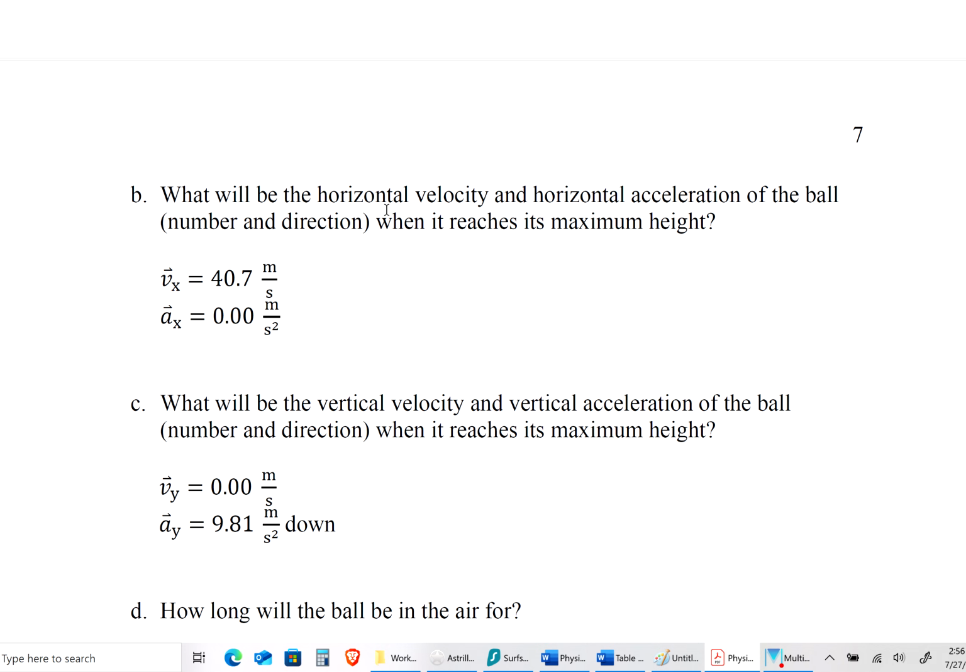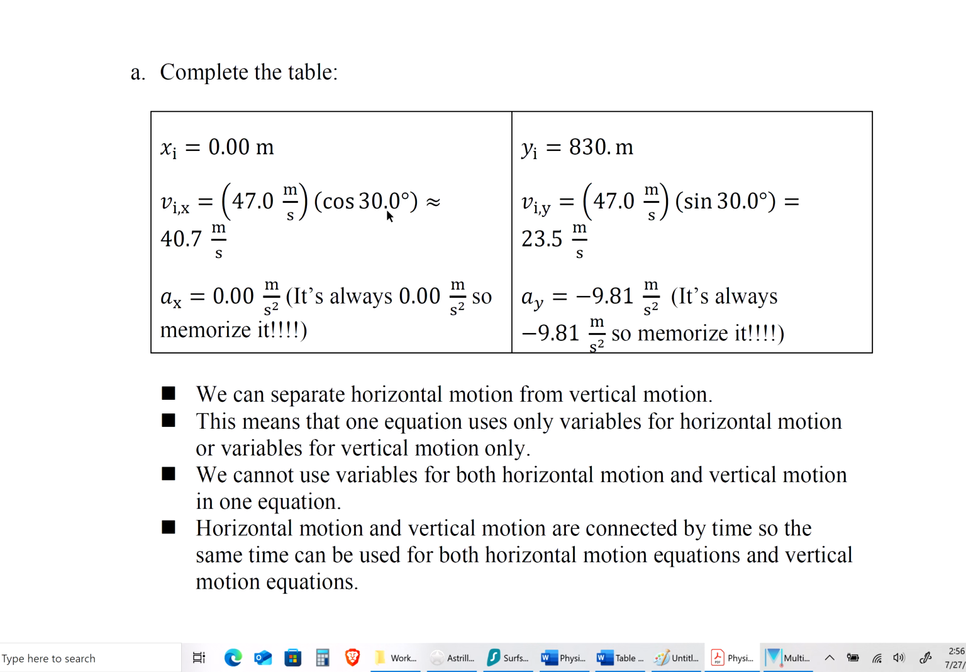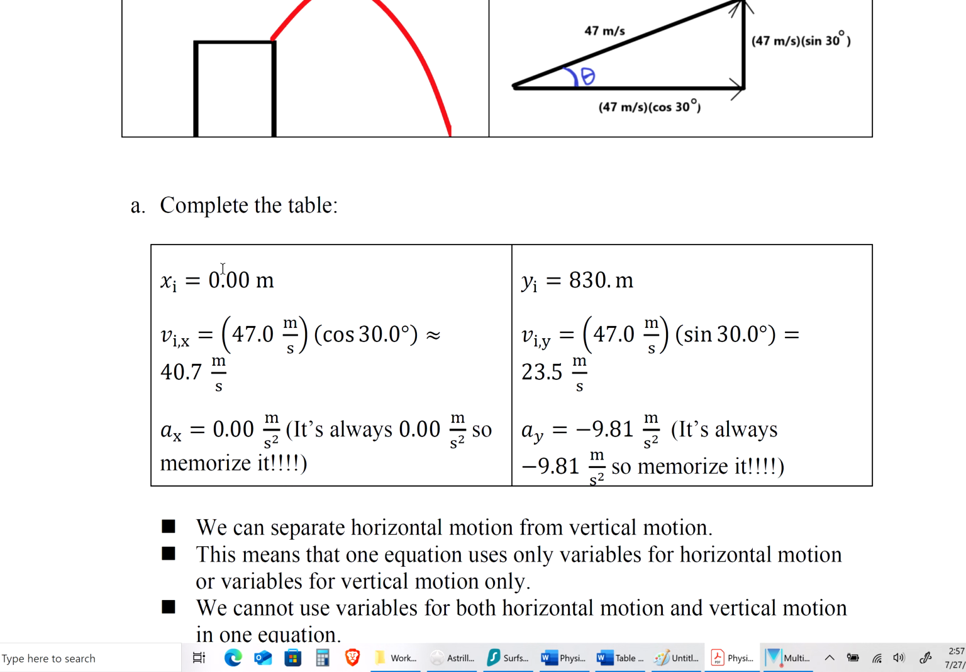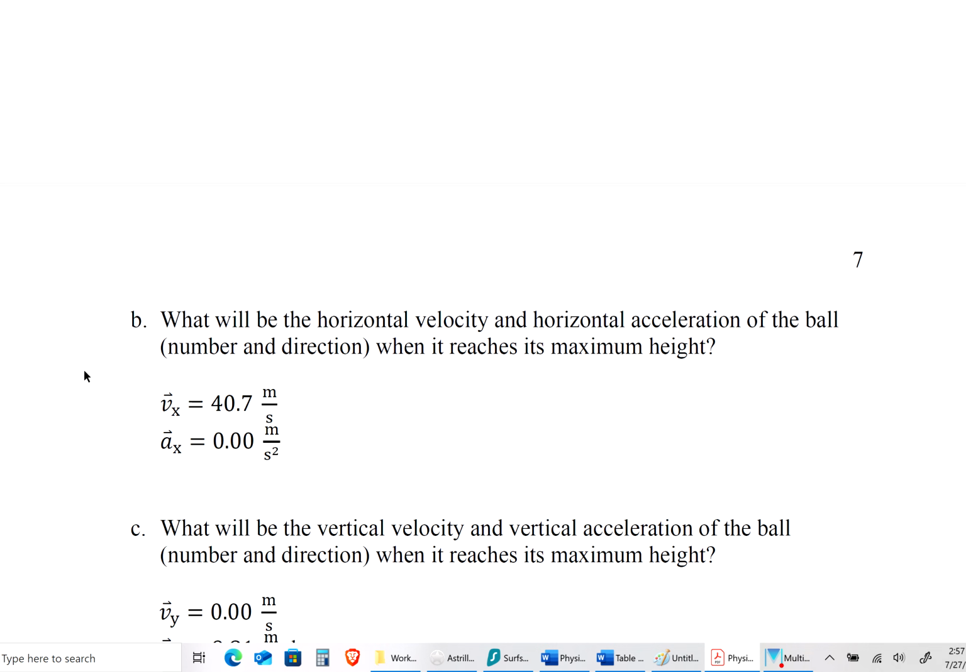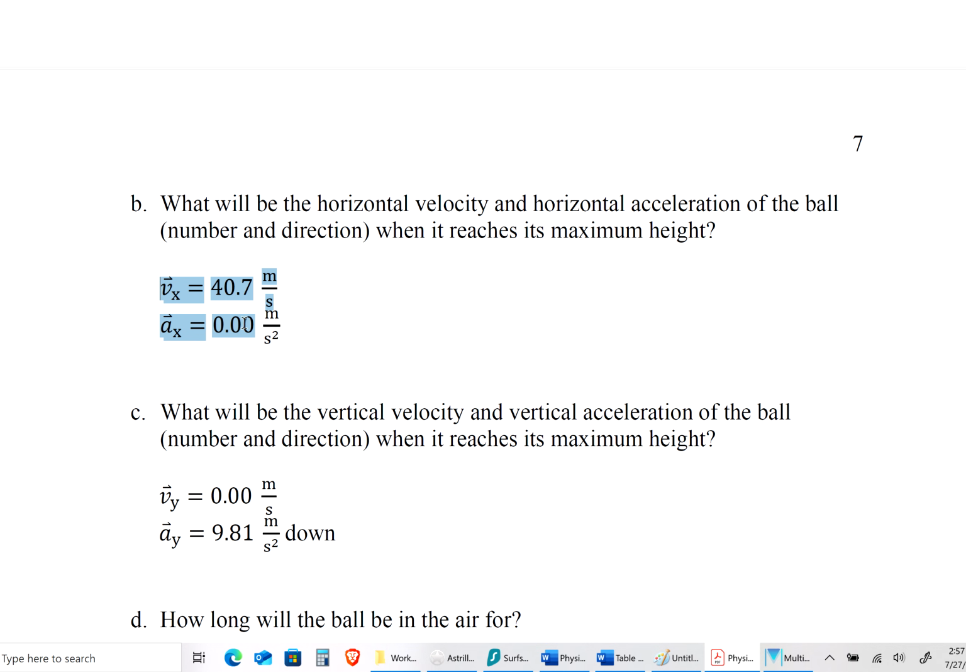Part B, what would be the horizontal velocity and horizontal acceleration of the ball when it reaches its maximum height? At its maximum height, V sub x is a constant and A sub x is also a constant. It's always 0. So these numbers hold at the maximum height.